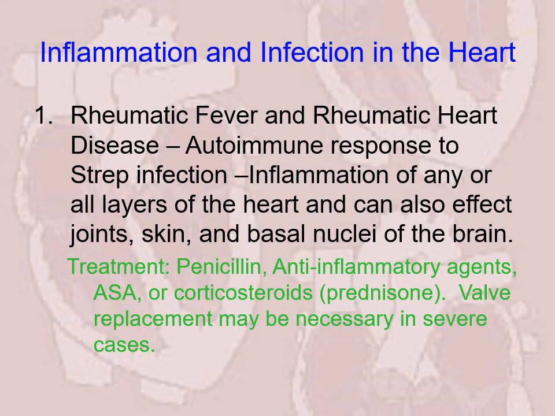Inflammation of the heart can affect all or one of the layers. So you can have pericarditis, myocarditis, or endocarditis, depending upon whether it affects the pericardium, the myocardium, or the endocardium, and can affect joint, skin, and basal nuclei in the brain. And usually that's more common in girls. It causes involuntary jerky movement in the face, arms, and legs. And the treatment: penicillin, anti-inflammatory agents, aspirin, corticosteroids, prednisone. Valve replacement may be necessary in severe cases.